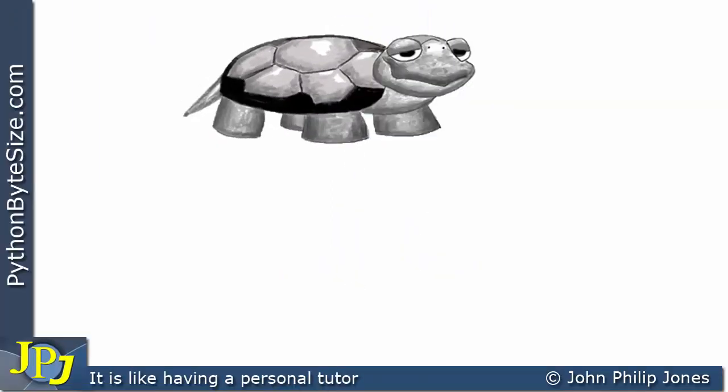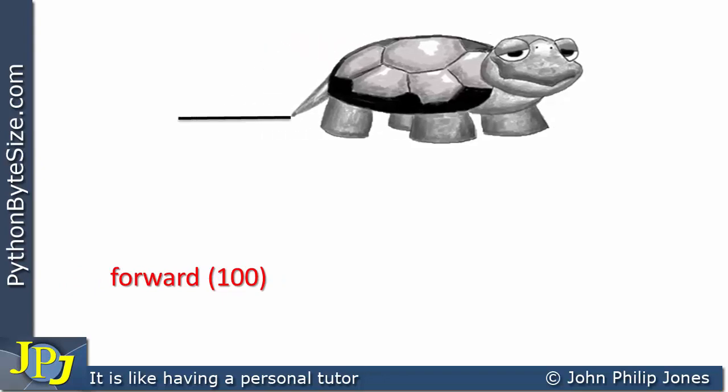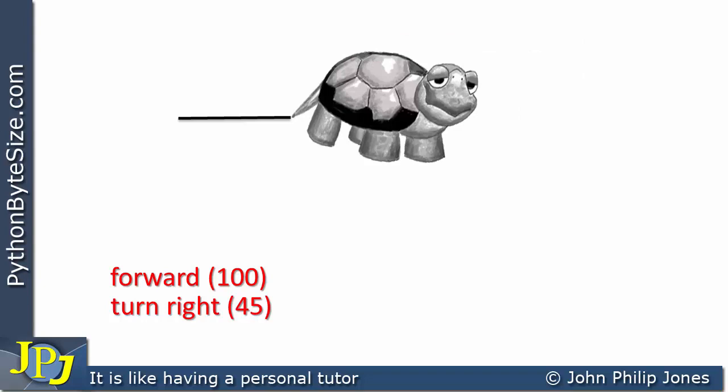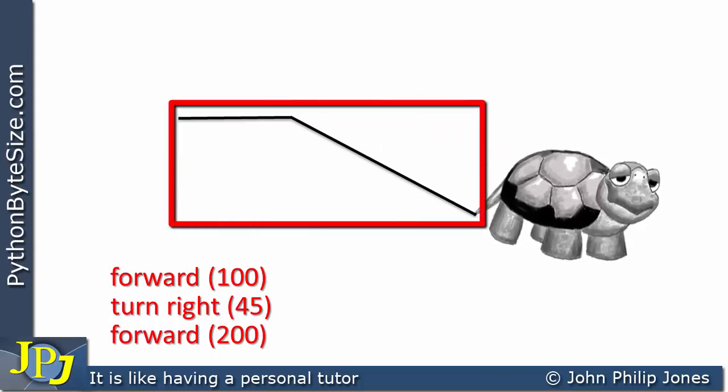Let's now go back to the metaphor and consider messages sent to this turtle. And one of the messages is here, forward 100. So the turtle will move forward 100. What we can then do is send it another message telling it to turn right by 45 degrees. And we can see the turtle doing that. Then we can send it another message which is saying forward 200, and the turtle will move forward 200, and you can see the line that has been drawn.